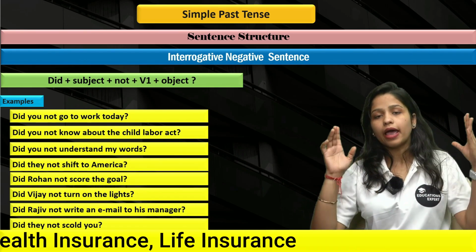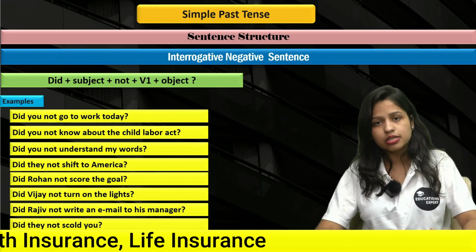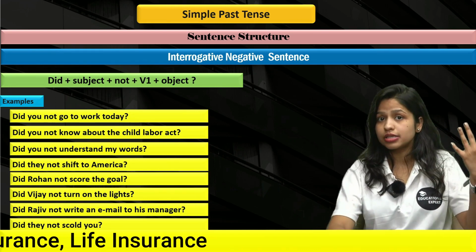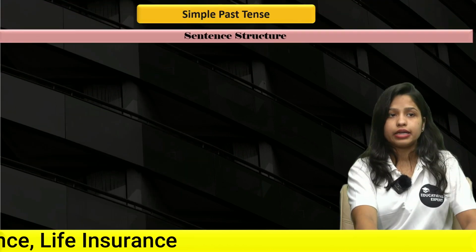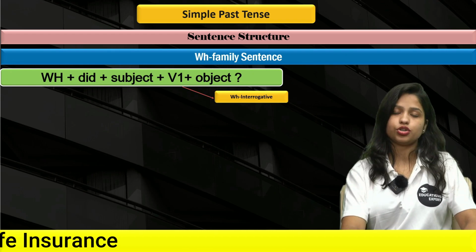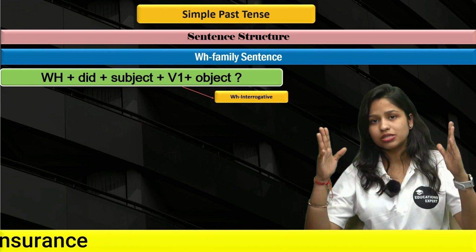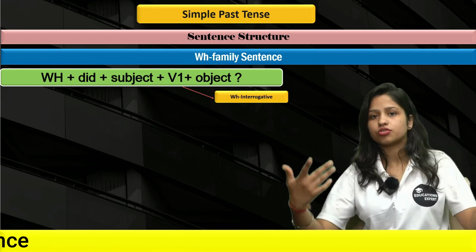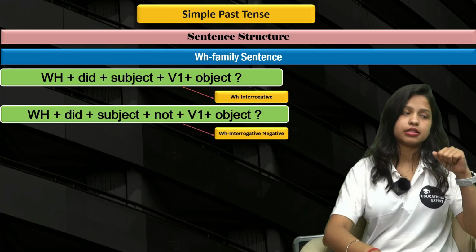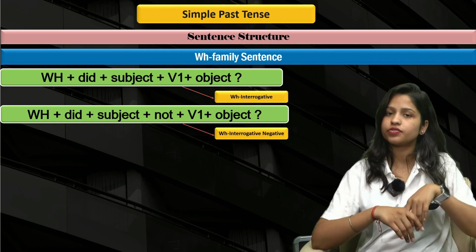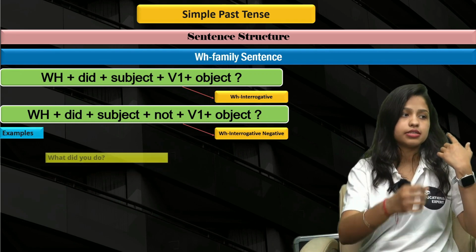Let's move forward and understand the last type of sentences in this series, that is the WH family, or you can say double interrogative. All right, now the sentence structure for WH family sentences would be this. Just put the WH word before the whole structure of interrogative sentences. Otherwise, the rest of the sentence structure is exactly the same. The first one is for positive sentences, and the second one is for negative sentences. So let's see some examples.